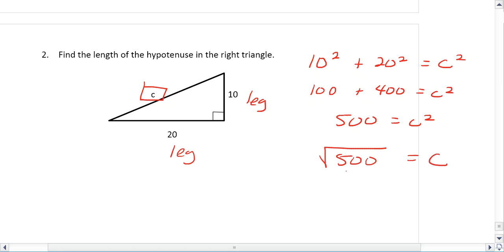And the square root of 500 is not a perfect square, but it can be reduced. I see that it has a square root of 100 in it. You know how I do that sometimes? I just write it above here so visually I can see. 500 is 100 times 5. This is a perfect square, so it's going to come and live out in front. So the simplified radical of this is 10 square root 5 for the hypotenuse.